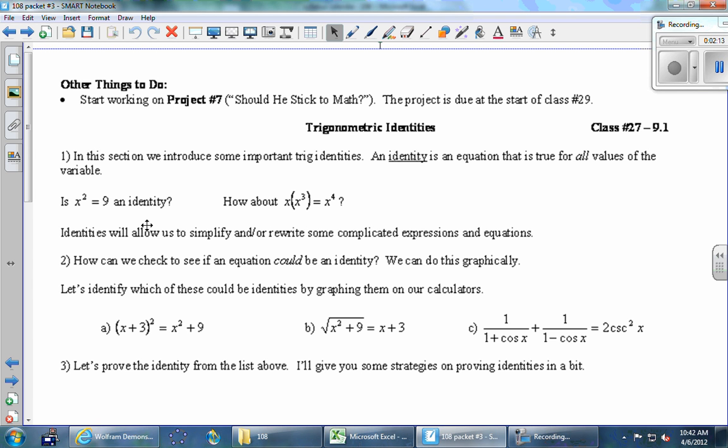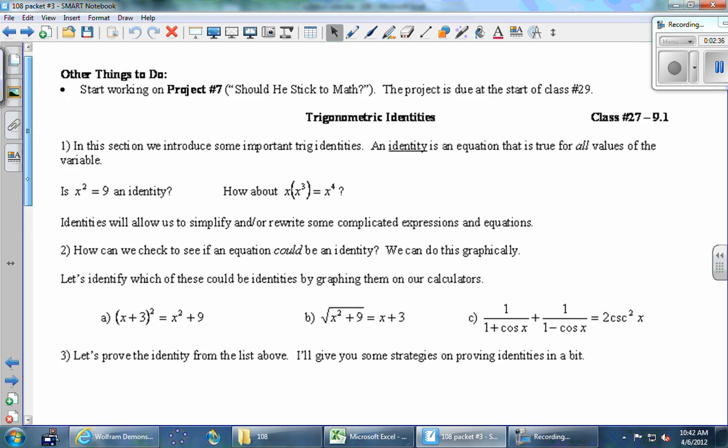Take a look at the other equation. x times x cubed equals x to the 4th. Is that true for every value of x? Yes, it is something which is true all the time. There's a fundamental difference between those two things. The first one's an equation that you might try to solve. The second one is an identity, something that's true for all values of x. We see the distinction? All right, so everything we're talking about today is going to be identities.